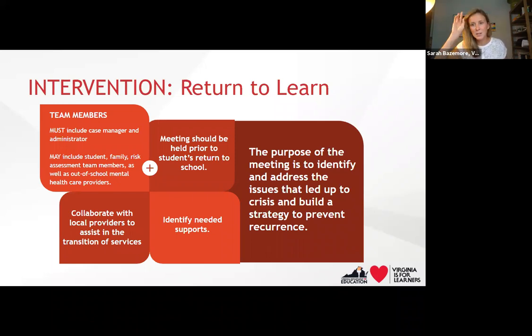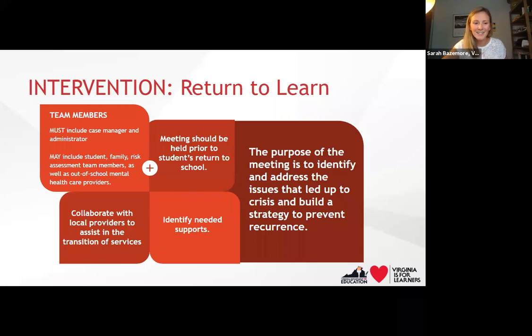And I wanted to say too, before I forget, we've been talking about that folder or that binder that your team has. Another thing that's a great addition to that is the release of information form that your division has, so that if you are going to be pulling in an outside provider into this, you have that form ready and that release signed so that you can communicate directly with that provider.